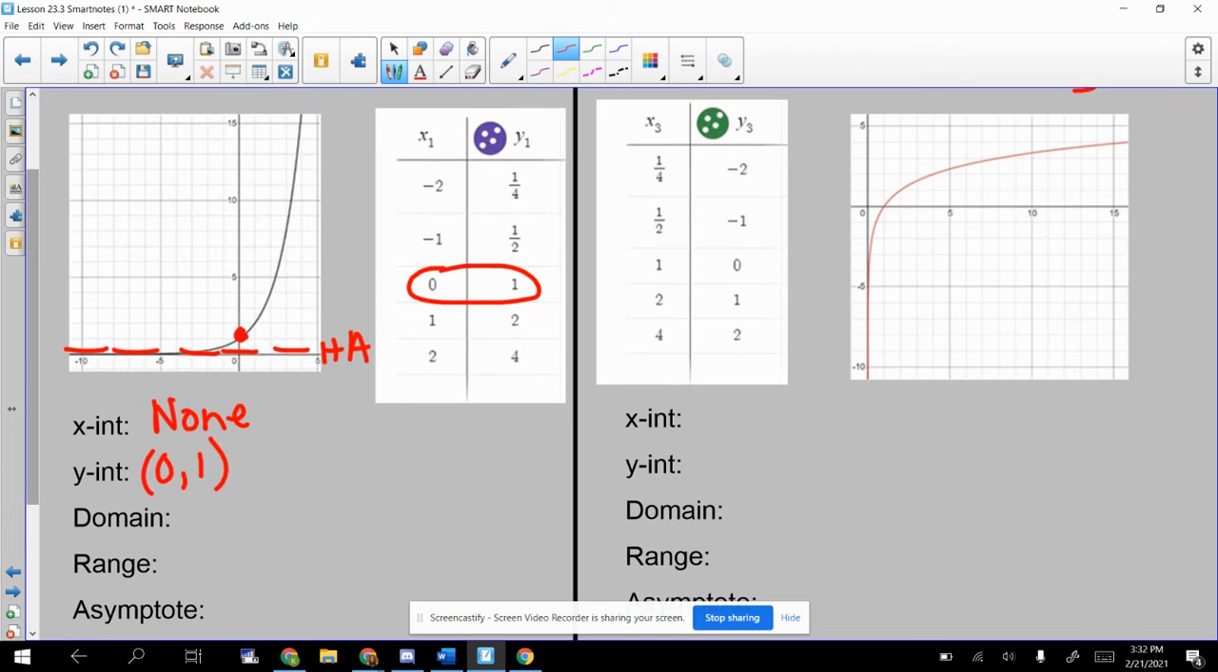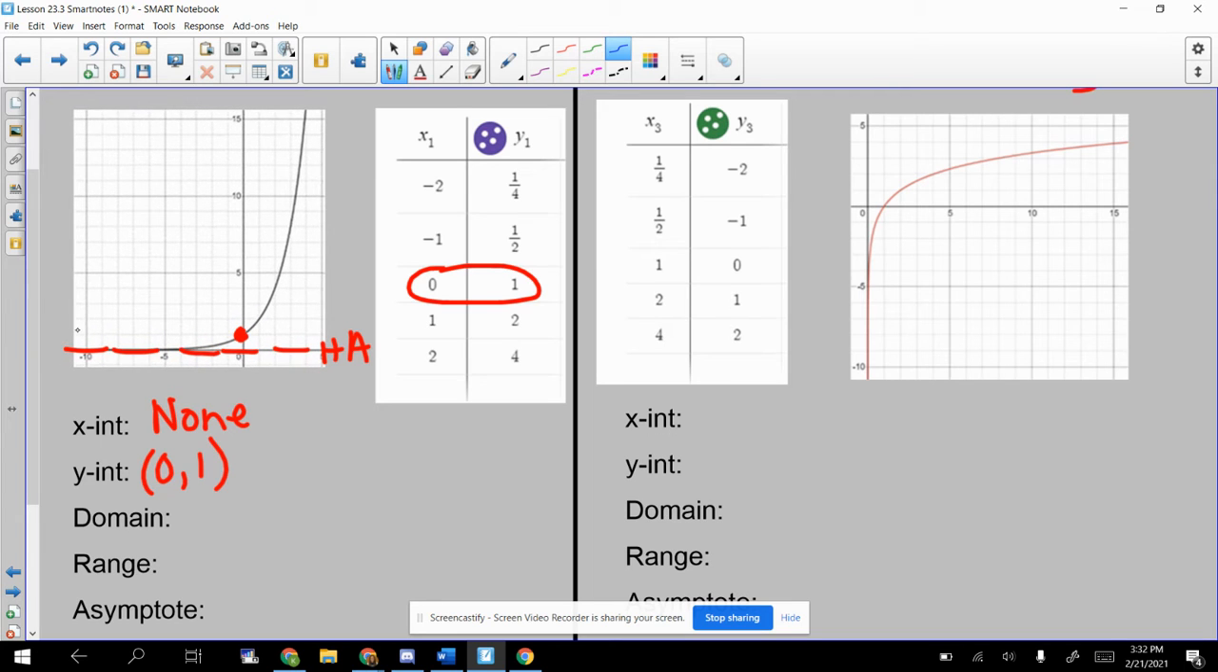Our domain, so this is something we talked more about end behavior rather than domain, but our domain here is going to go, that's your x values. So it's going to continue going left forever and continue going up and to the right forever. So since it continues going left and right forever, our domain is negative infinity to positive infinity.